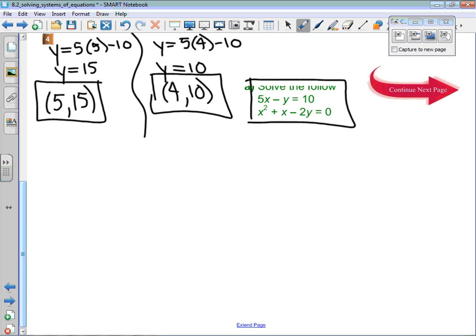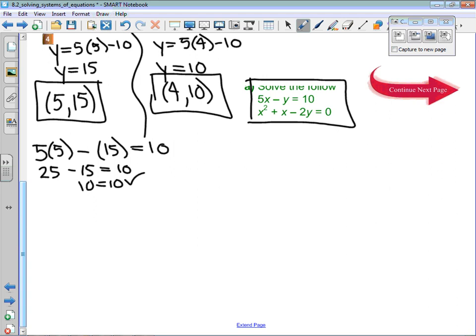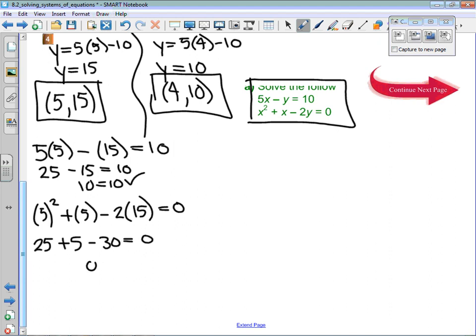So 5 times 5 minus the y value, which is 15, should equal 10. This is 25 minus 15 is equal to 10. I get that 10 is equal to 10. That's good. That's not enough. You have to check it in the other equation as well. So is 5 squared plus 5 minus 2 times 15 equal to 0? Well, this is 25 plus 5 minus 30 is equal to 0, and I get that 0 is equal to 0. So for sure, 5 comma 15 is a solution. That point is on both of the equations in my system, so it does solve this system.